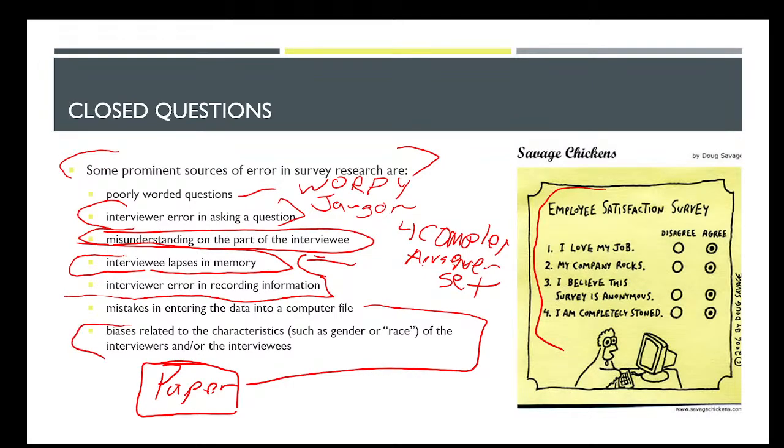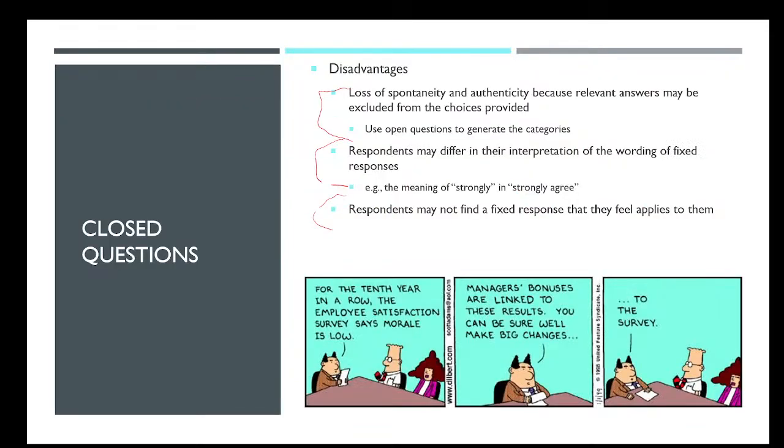Biases related to characteristics, gender or race of the interviewers or the interviewees, could shift the way people answer questions. So they might answer in a biased way that you might not have interpreted or expected. Okay.